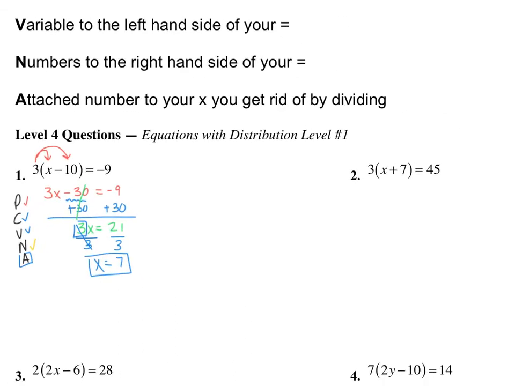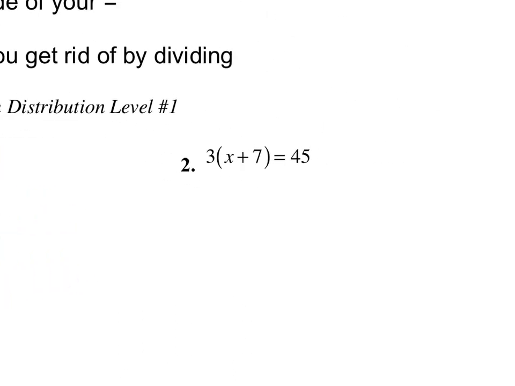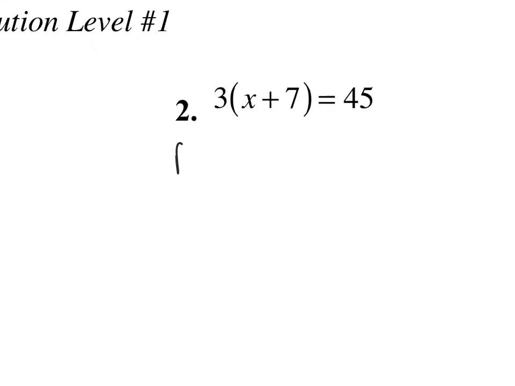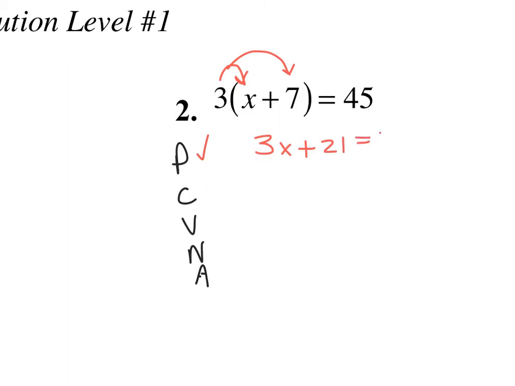Now let's go on to the next one. For this example, I still have a 3. So I have to do my PCVNA technique. Do I have parentheses? Yep. How do I get rid of them? By distributing. So I distribute my 3 to my x and my 3 to my 7. What's 3 times x? 3x. What's 3 times 7? 21. So I have 3x plus 21 equals 45.